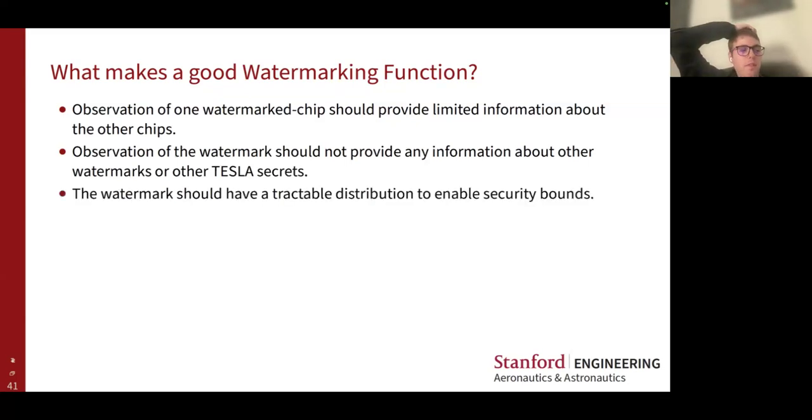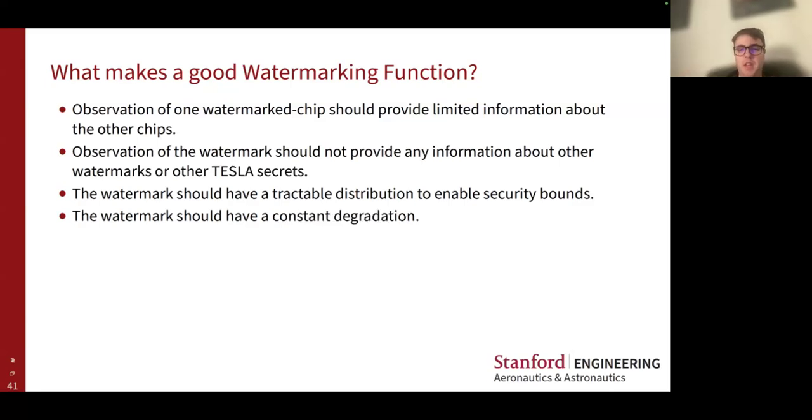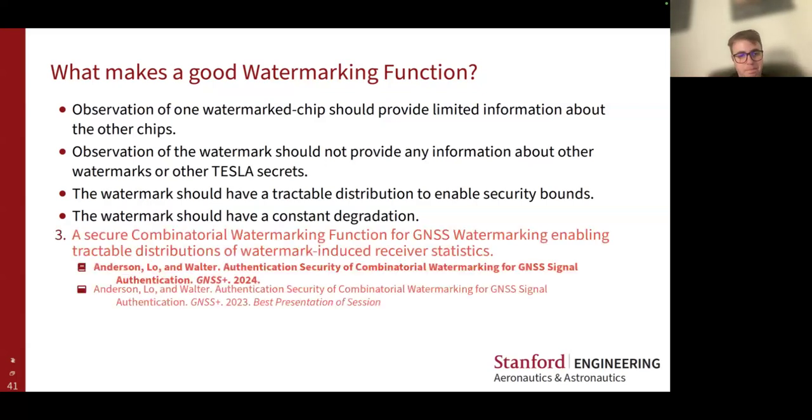The main benefit of this work is that we want the combinatorial watermark to have a tractable distribution. Tractable meaning I can compute that distribution, and then I can bound that distribution. Another nice thing would be that the watermark have a constant degradation. If I'm replacing one random sequence with another random sequence, my statistic will be random. It would be nice if the watermark has a constant degradation and it's not random. So that's the subject of this work: what makes a good watermarking function, and how combinatorial watermarking functions are good watermarking functions.